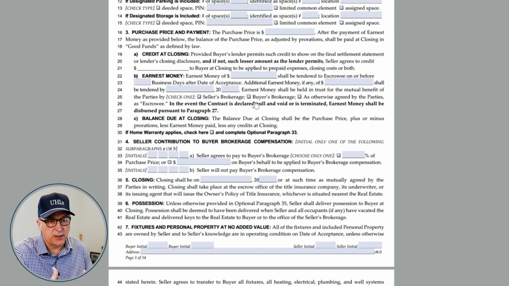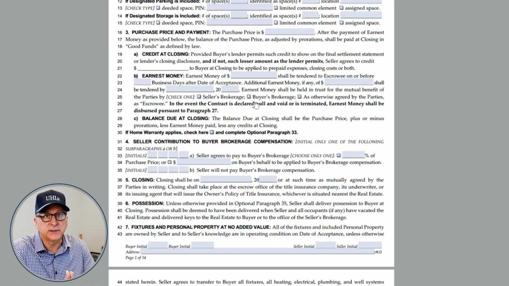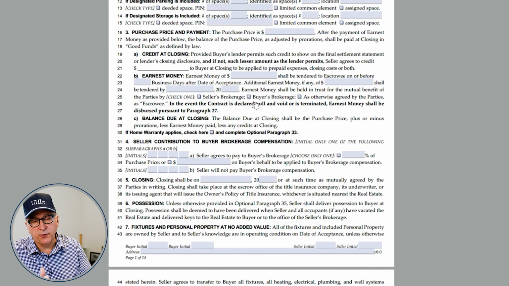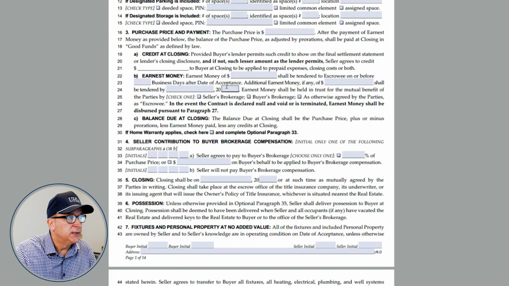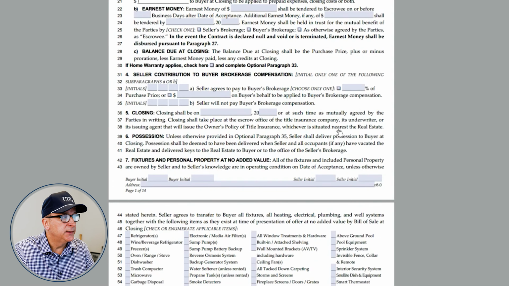So if somebody's just coming in and offering $3,000 or $5,000, they're not going to be viewed as favorably as somebody that's putting down $10,000 in earnest money. And remember, your earnest money becomes part of your down payment. So this section right here will tell the seller how much you are willing to pay in earnest money as a deposit on this property. Of course, the balance is due at closing.